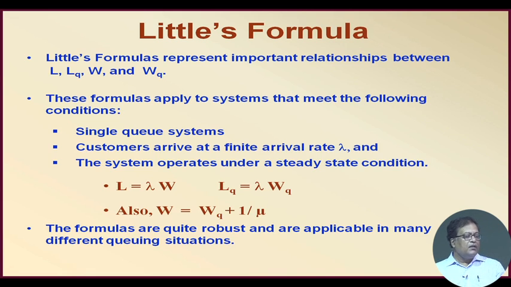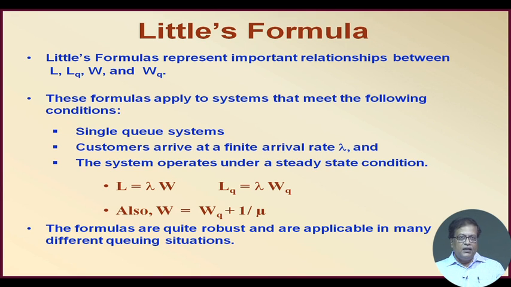A derived formula that is also sometimes useful is W equal to WQ plus 1 by mu. We shall see this at an appropriate time. If we know only one steady state parameter out of the 4, that is L, LQ, W, WQ, using Little's formula we can find all the other 3. Suppose you only know L, lambda is known anyway, then we can find W. Suppose you know only LQ, then you can find WQ, from WQ you can find W, and from W you can find L. So, Little's formulas are very important ones.